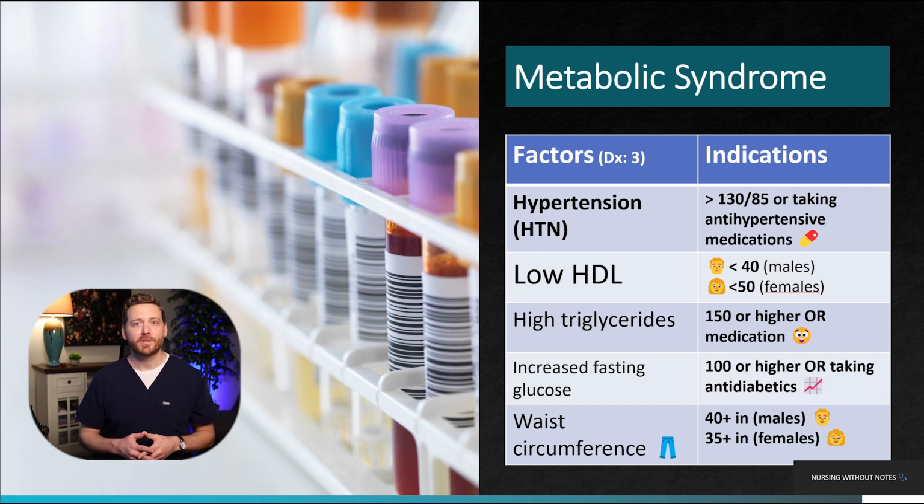Increased fasting glucose. A fasting blood glucose of 100 or higher, and/or the use of anti-diabetic medications. Large waist circumference. A waist circumference measuring 40 inches or more in males and 35 inches or more in females. The presence of any combination of 3 of these risk factors heightens the likelihood of developing diabetes and is believed to contribute to insulin resistance.